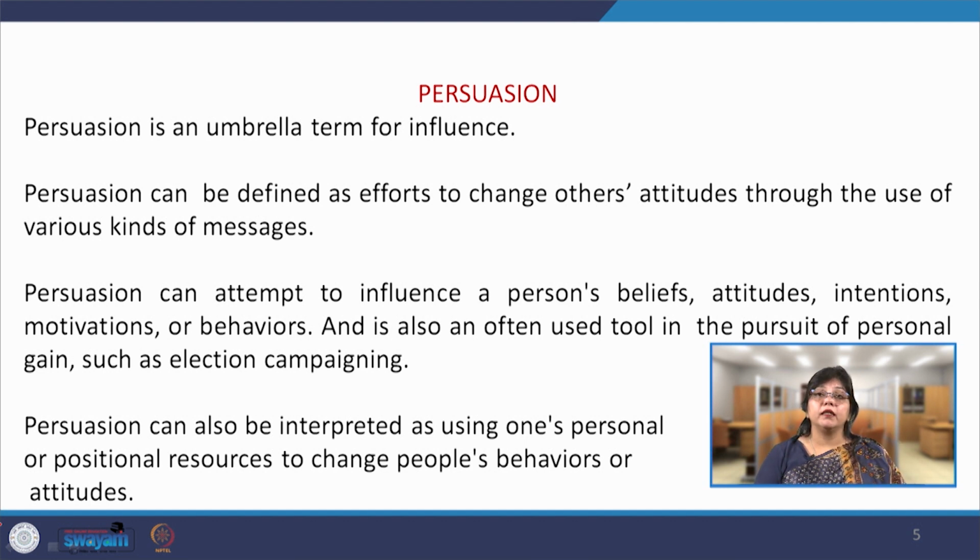So, persuasion can attempt to influence a person's beliefs, attitudes, intentions, motivations or behaviors, and is often used in the pursuit of personal gain such as election campaigning. As I mentioned, an example of a political leader who addresses a large group for getting favor for his party, and how people get influenced or persuaded by that leader. So, persuasion can also be interpreted as using one's personal or positional resources to change people's behavior or attitudes. In big organizations, people at higher positions tend to use the power of their position and designation to change the viewpoint of the whole workforce.